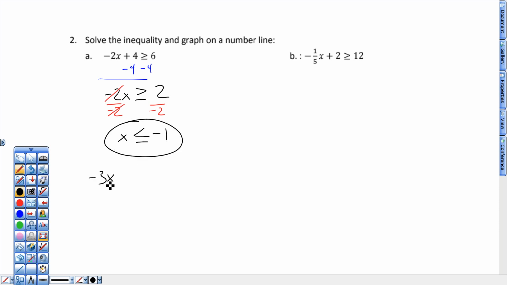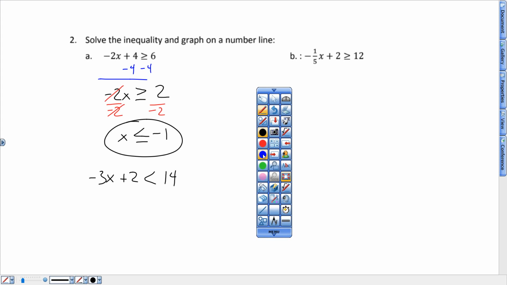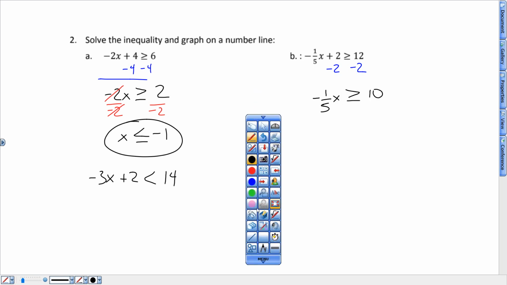Try one: negative 3x plus 2 less than 14. Try that one. All right, going over here. This one, take away 2. Take away 2 gives me negative 1/5 x more than or equal to 10. Know that the opposite of multiplying by negative 1/5 is multiplying by the reciprocal, which is negative 5. That's what I'm doing. But multiplying by negative 5 will make this inequality switch to less than, and then this should be negative 50 if you solve that one correctly.